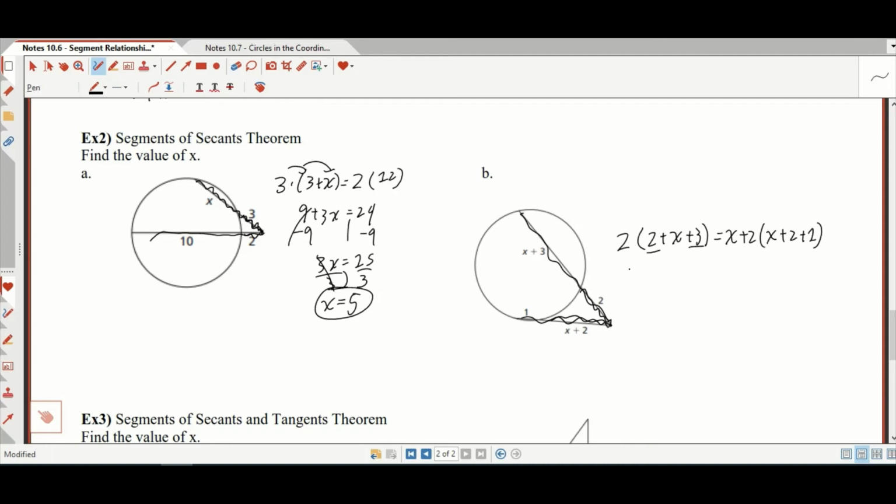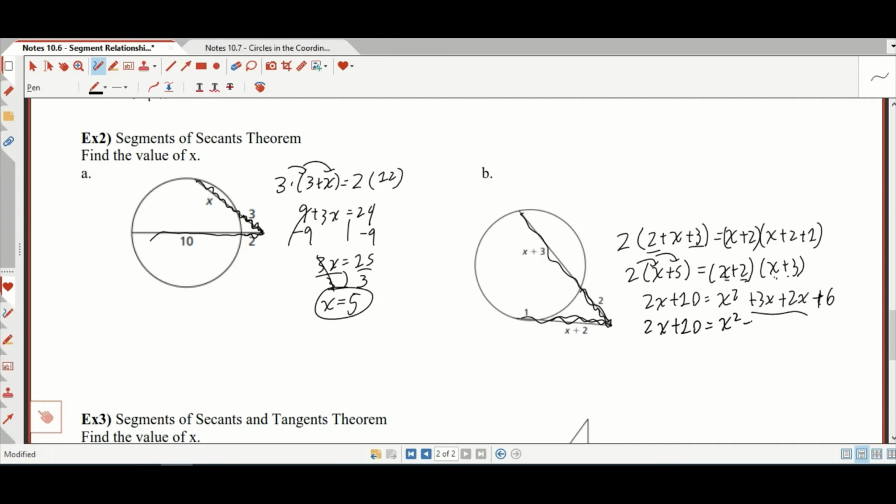Gross. 2 plus 3 is 5, so 2 times x plus 5 is equal to (x plus 2), I had forgotten to put parentheses around there, times (x plus 3). Ew. Distribute: 2x plus 10 equals x squared plus 3x plus 2x plus 6. Put those together: 2x plus 10 equals x squared plus 5x plus 6.